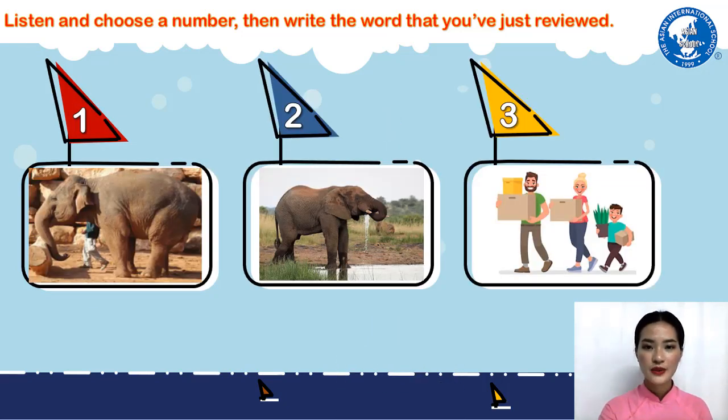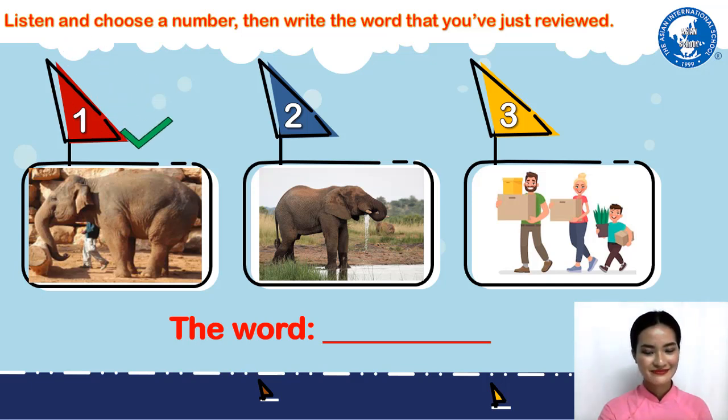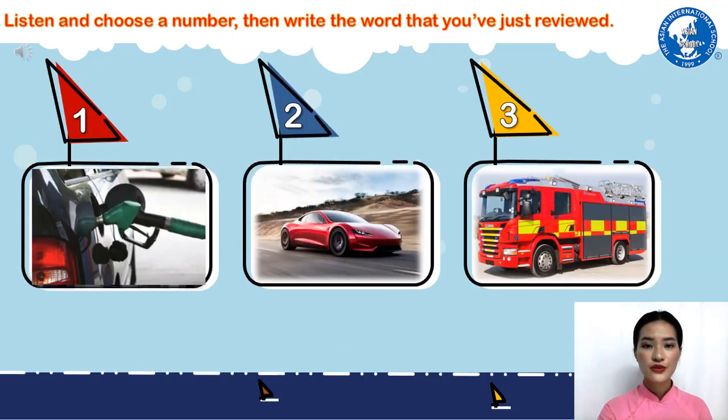Now, look at the 3 pictures. Now you listen. An elephant is a mighty animal that can help people move large objects. Again, please. An elephant is a mighty animal that can help people move large objects. Alright. What do you choose? The answer is number 1. And the word is mighty. Excellent job, everybody. Next, look at the 3 pictures first. Now, let's listen.